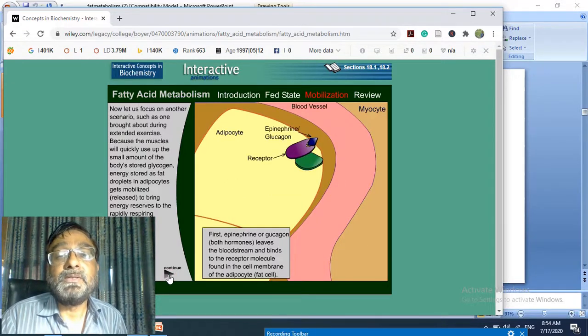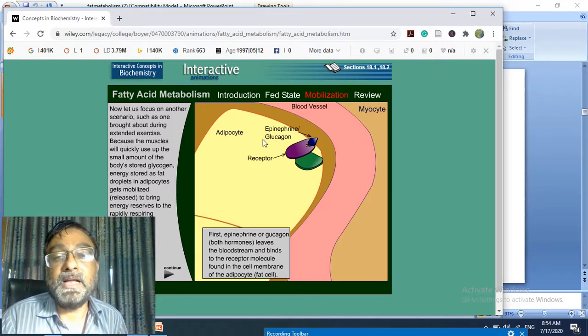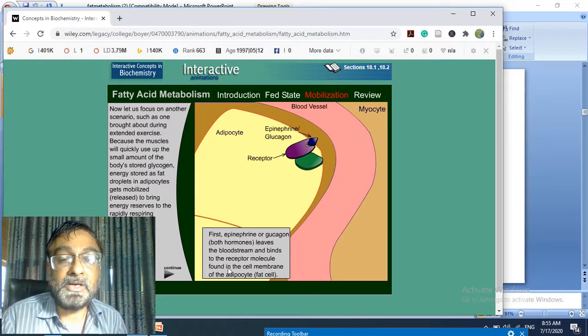So look at this one, what is happening? First of all, the mobilization. As I told you earlier, under the two hormones, epinephrine or glucagon, when these two hormones are at an elevated level, what will happen? These hormones will attach with certain receptors. You can see here, these are the hormones, blue color, that are combining with the receptors, right? So first, epinephrine or glucagon, both hormones, leave the bloodstream and bind to the receptor molecule found in the cell membrane of the adipocyte.